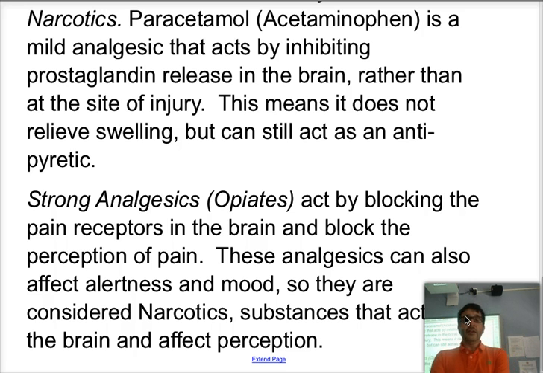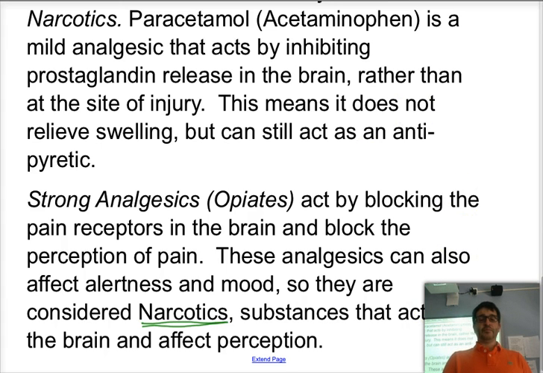All right. These strong analgesics also have an effect on your alertness and the mood, and because they affect your brain and your perceptions, they are considered narcotics. All right. Any substance that affects your perception by acting directly on your brain is considered a narcotic. So let's go ahead and look at some of those different analgesics.